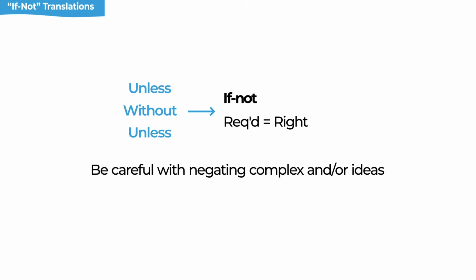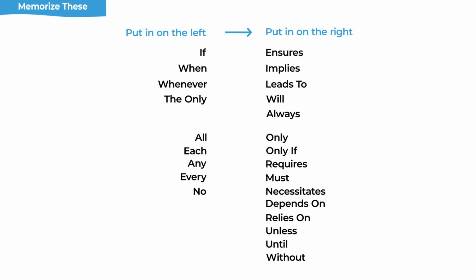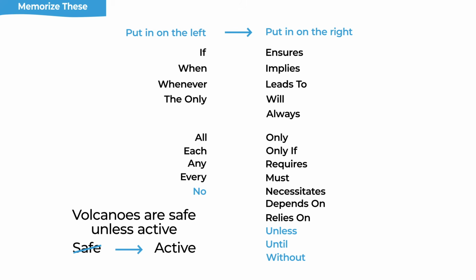Or we can try to think through the logic of which thing is required. I know I put that on the right side of the arrow. When I see the word no, I can put the attached idea on the left side of the arrow, but I have to negate the thing on the right side. Similarly, when I see unless, until, or without, I can put that idea on the right side, but I need to negate the left side.